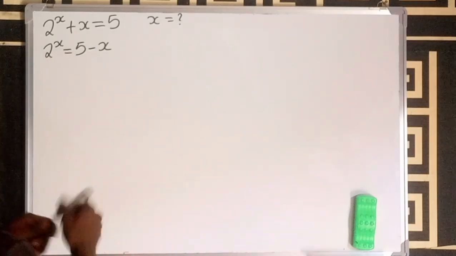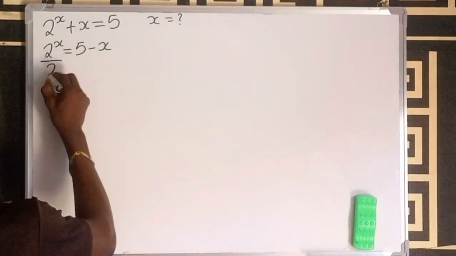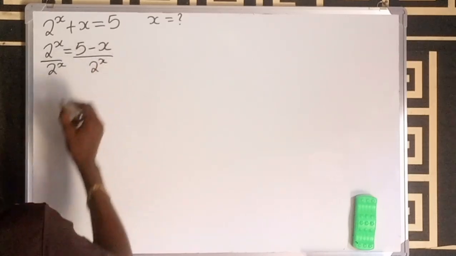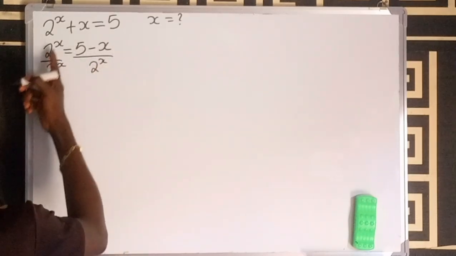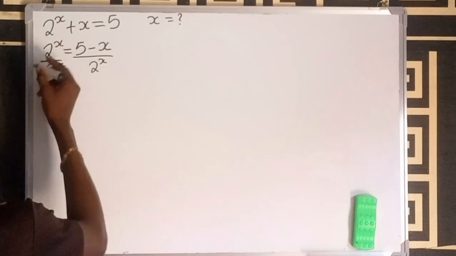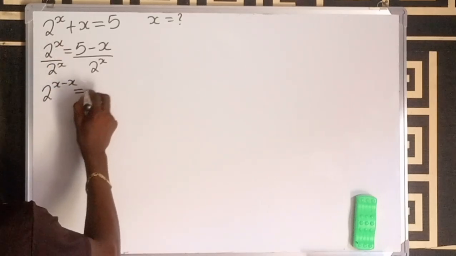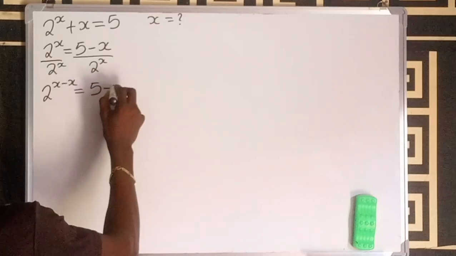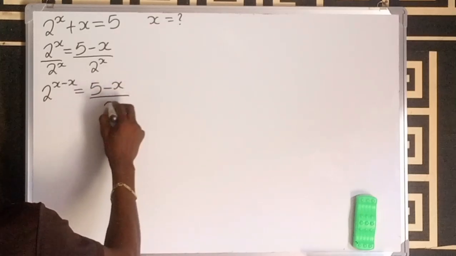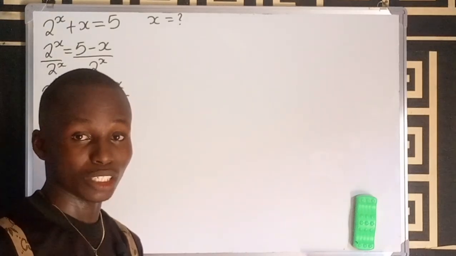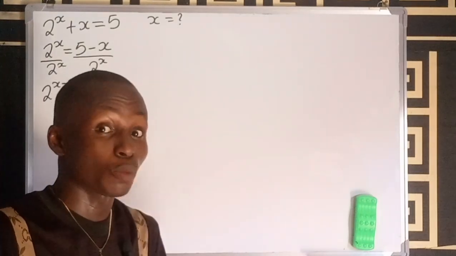That's our second step. So if we divide here by 2 to the power of x, and also divide the whole of this by 2 to the power of x, you see that, obeying the law of indices, this is the same thing as 2 to the power of x minus x equals 5 minus x divided by 2 to the power of x, right? But obeying the properties of indices. Do you see why obeying the properties of indices is very simple and interesting?